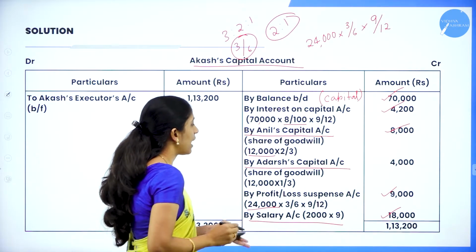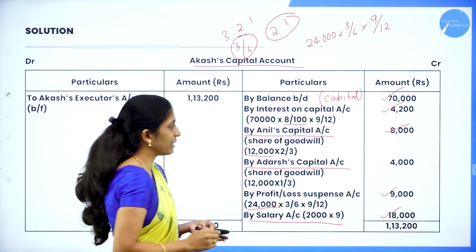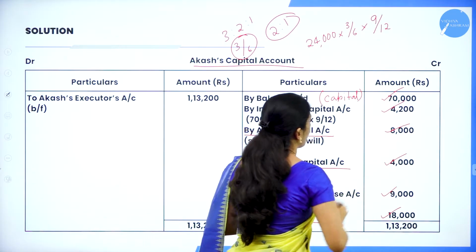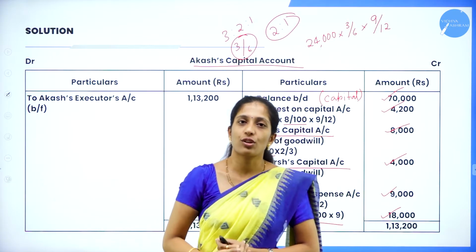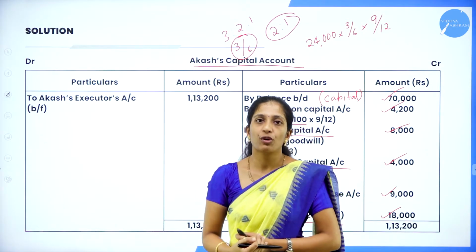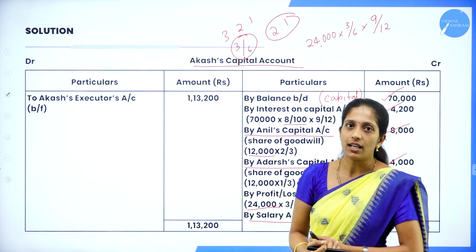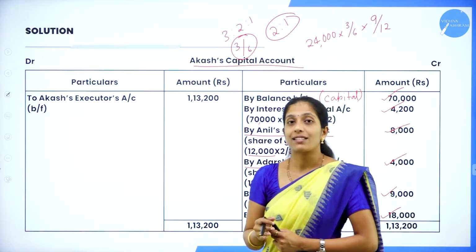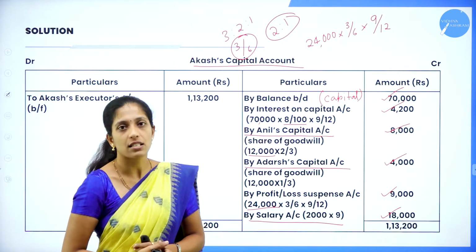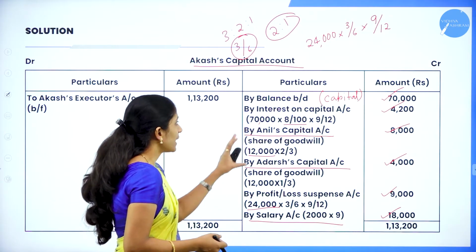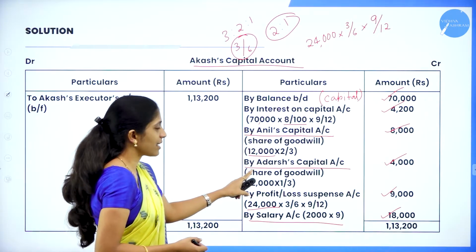In the same way for Adarsh, 12,000 into 1 divided by 3. So, he will get 4,000 share of goodwill. So, hope you have understood this accounting treatment of goodwill as per Accounting Standard 26. So, entry remains same, that is remaining partners capital account debit to deceased partner's capital account. So, here the remaining partners are Anil as well as Adarsh.